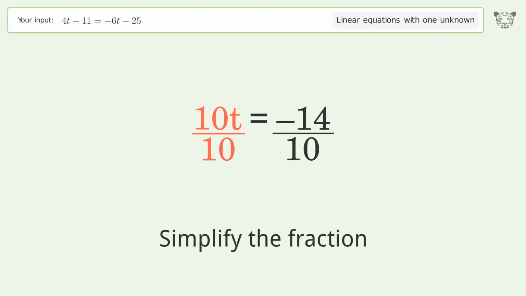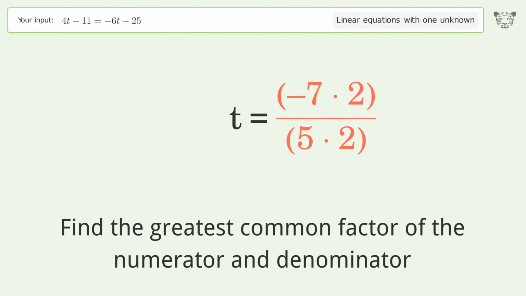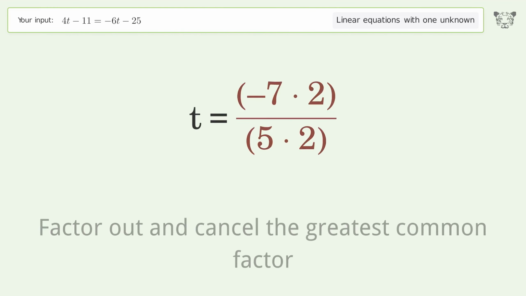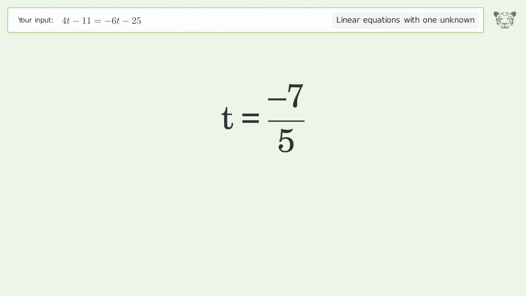Simplify the fraction. Find the greatest common factor of the numerator and denominator. Factor out and cancel the greatest common factor. And so the final result is t equals negative 7 over 5.